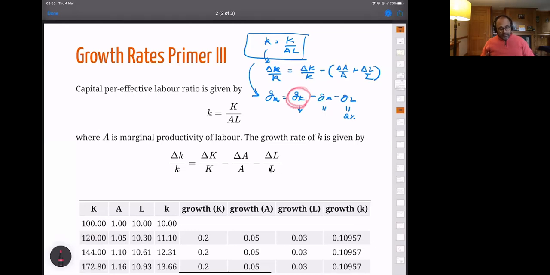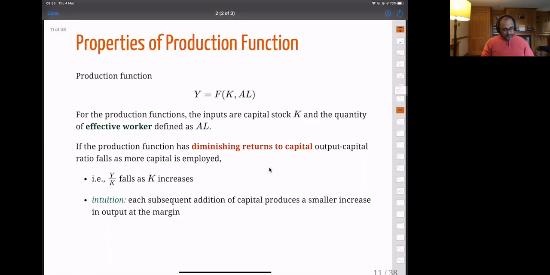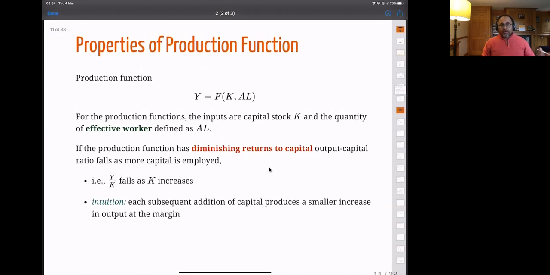And the growth rate of small k is basically, within the firm, what is the ratio of physical capital and effective worker? Is that changing for the society or is it not? Okay. Now that's what our production function looks like. It's a really simple production function, but it captures something very useful.